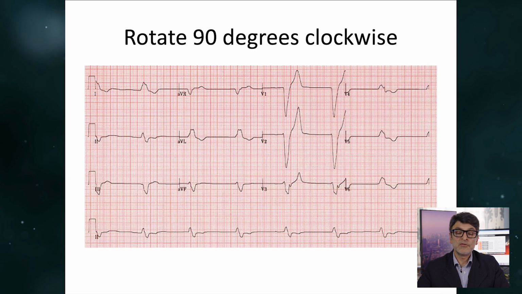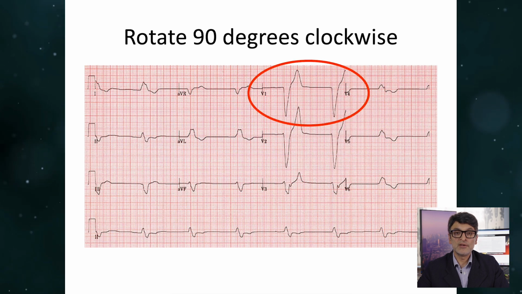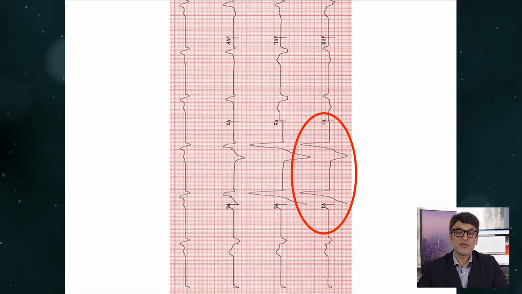The other way of looking at this, if you rotate this ECG 90 degrees clockwise, and look at the QRS complex in lead V1, you will see that the QRS complex is pointing to the left. So that's another way of stating this is left bundle branch block.